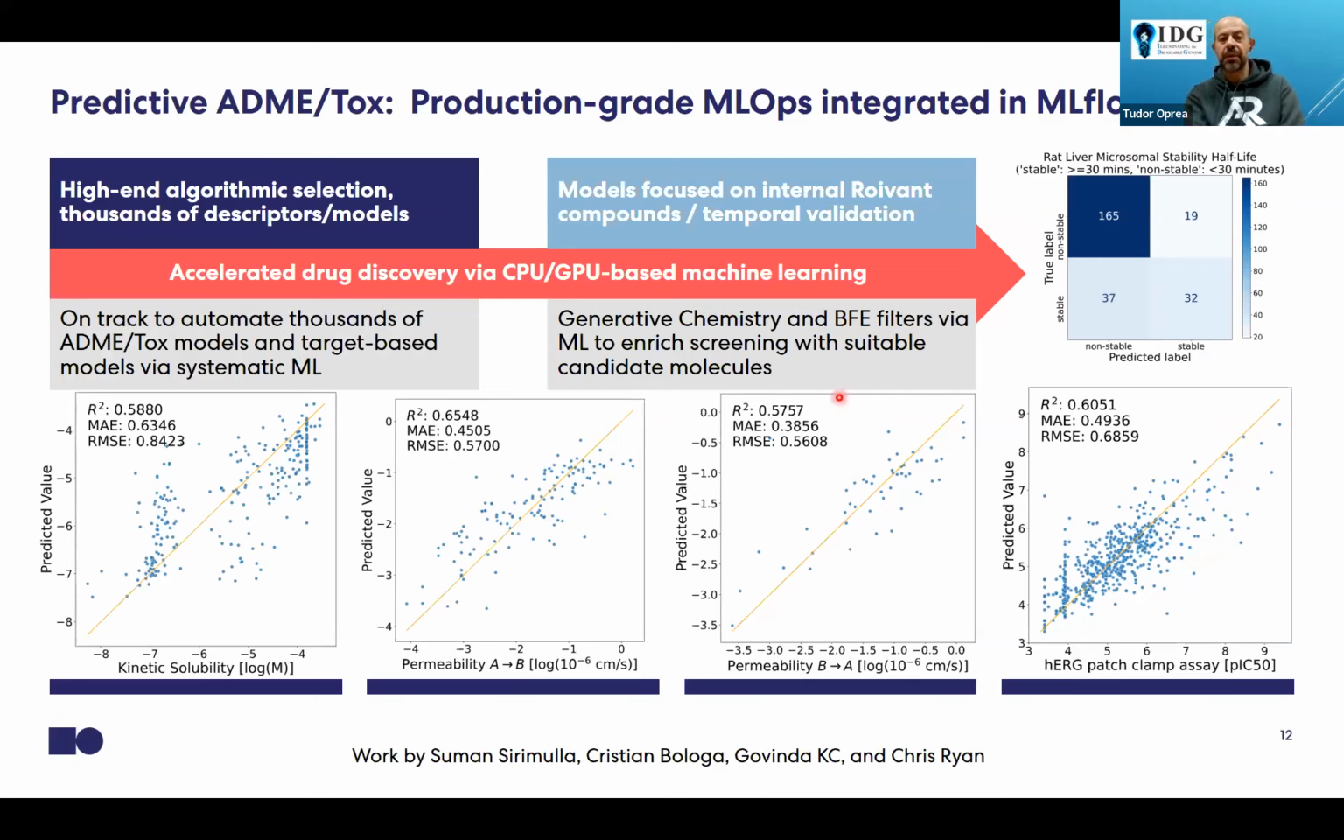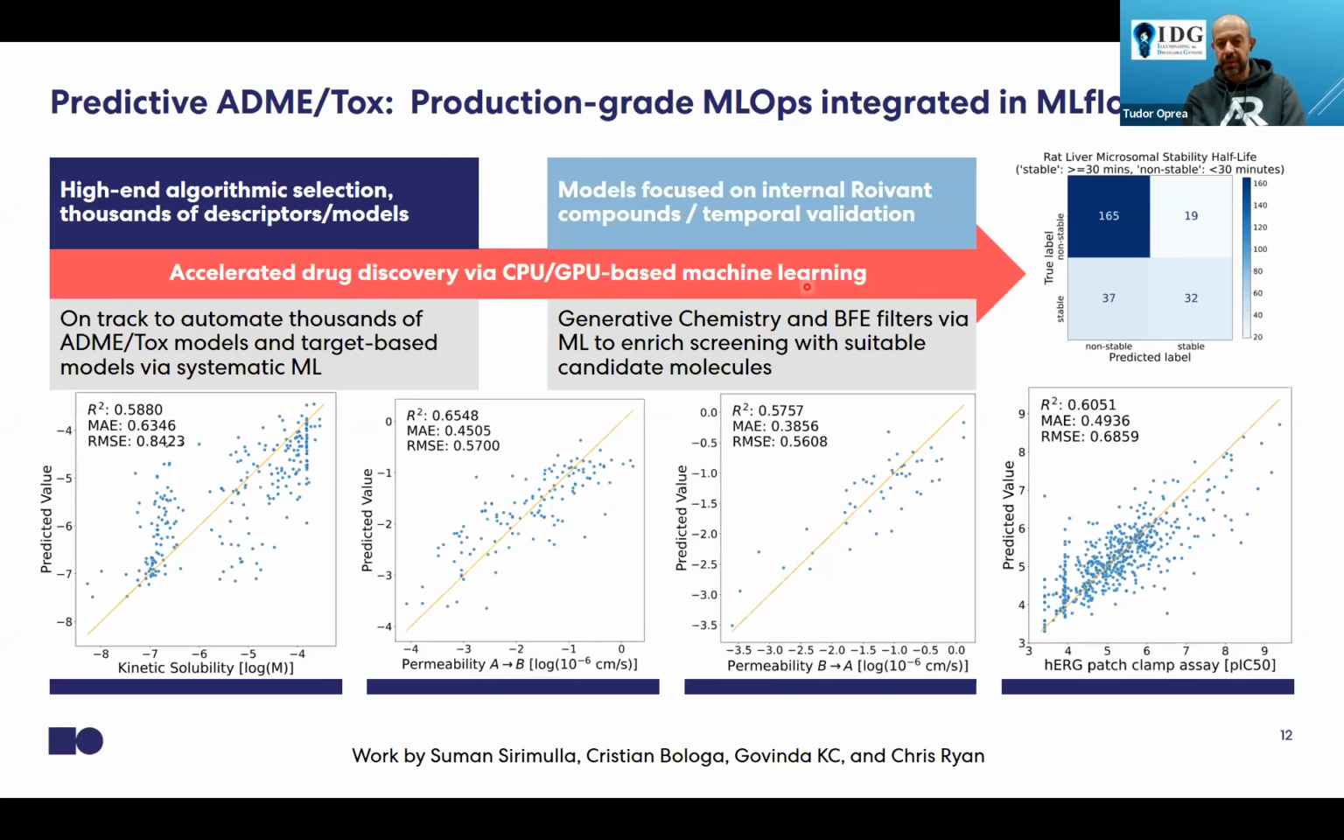So for example, kinetic water solubility, membrane permeability in a cell line called MDCK, where you look at apical to basal versus basal to apical. So these are, of course, different models. This is measured separately. There's HERG, which is a cardiac toxicity related ion channel. And the idea is, of course, to develop tools that build upon that.